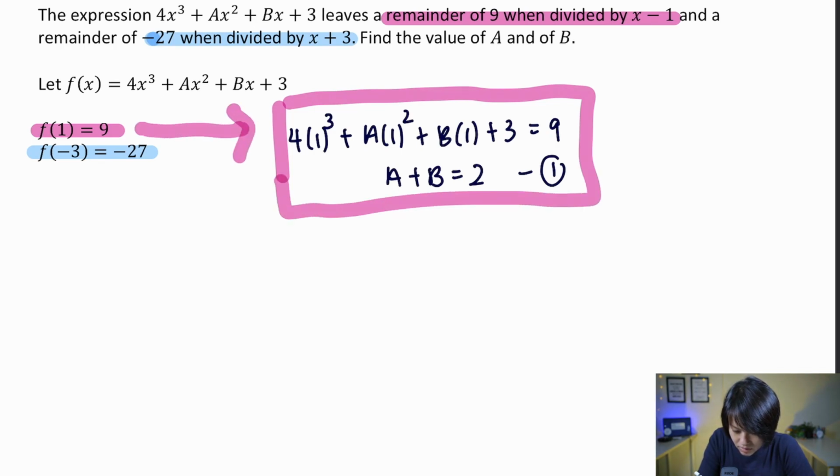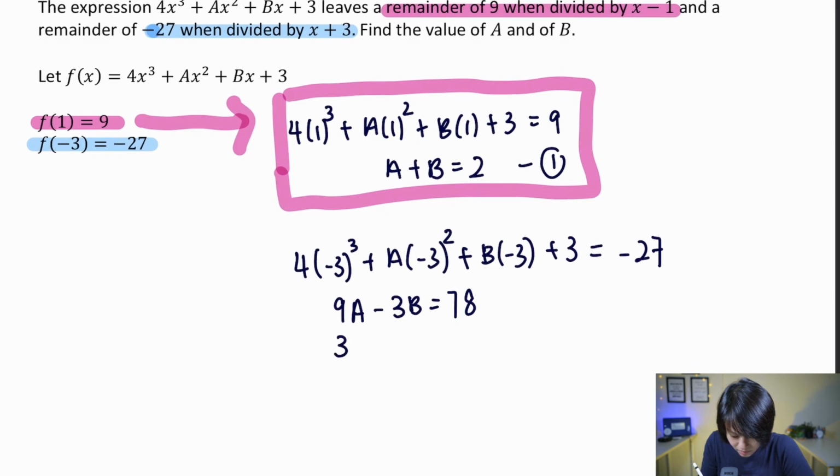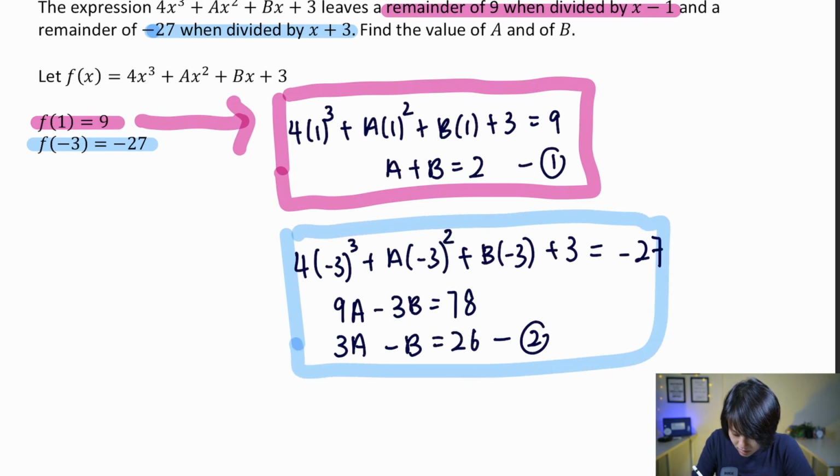We'll do the same for the second equation. So we'll have 4 times negative 3 cubed plus a times negative 3 squared plus b times negative 3 plus 3, equal to negative 27. Simplifying the equation, we will have 9a minus 3b equal to 78. You can see that all the values are divisible by 3, so we're just going to divide the whole equation by 3, and label this as equation 2. So this equation comes from the second statement.